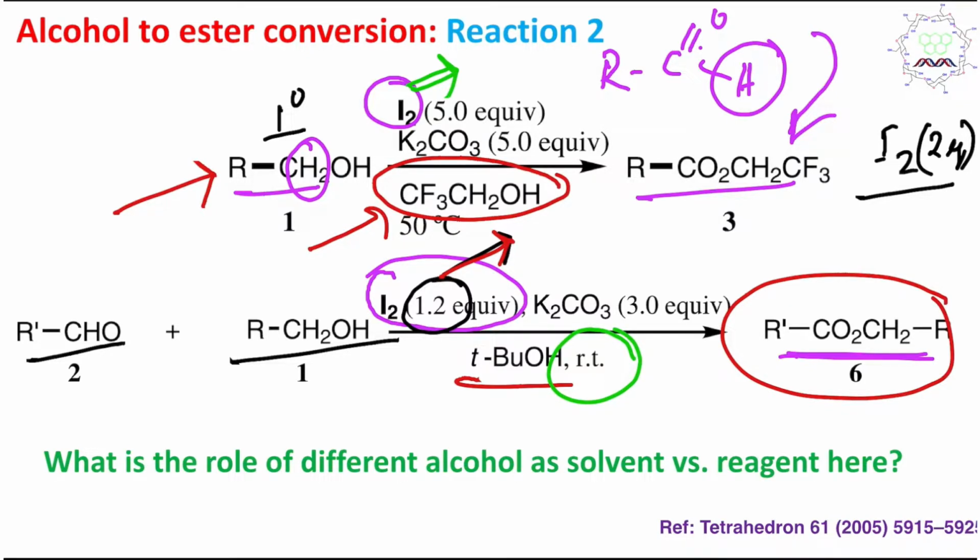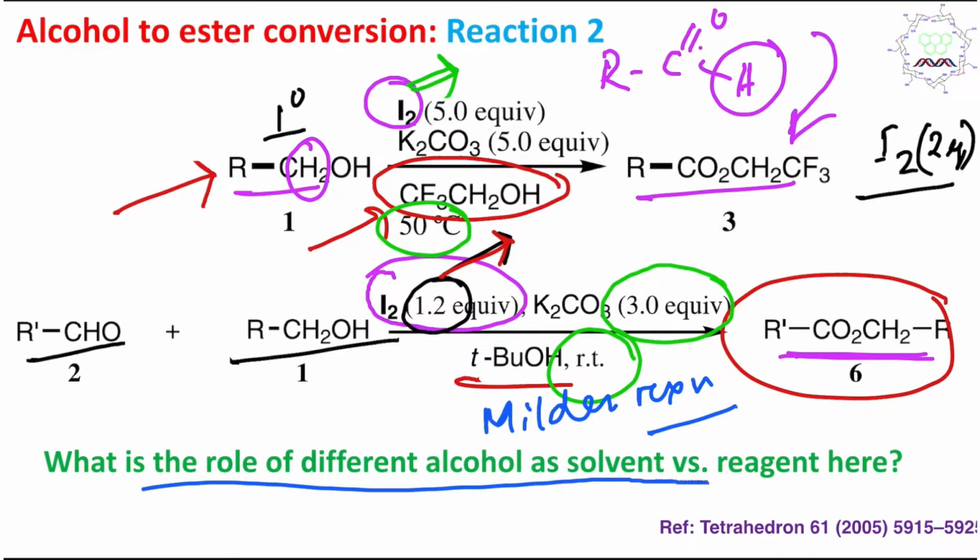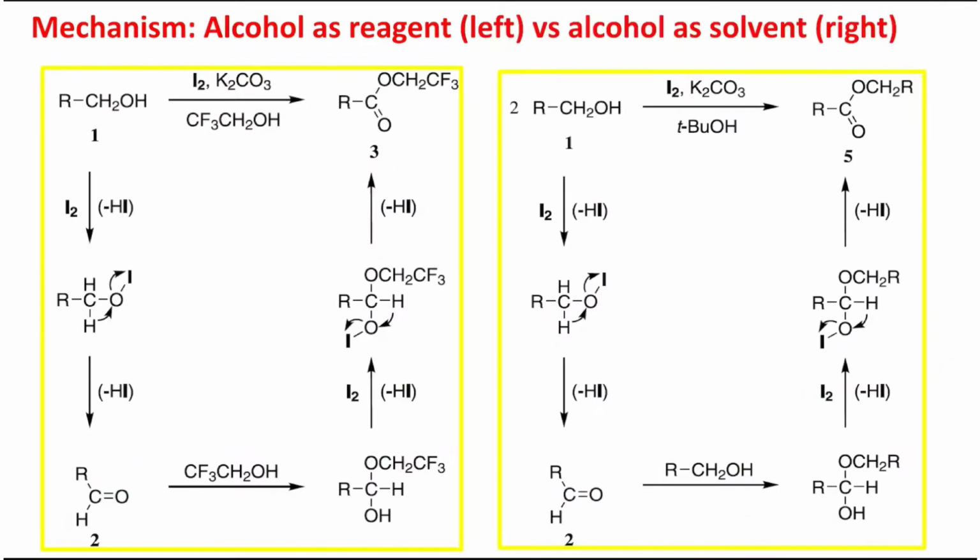Okay, this base is needed theoretically 2 equivalents, but taken in slight excess, that is 3 equivalents. The first one is 50 degrees centigrade, so you can conclude that this is actually a milder reaction condition. Okay, so now let's discuss the role of different alcohols as solvent versus reagent. So I shall come to that in the next slide.